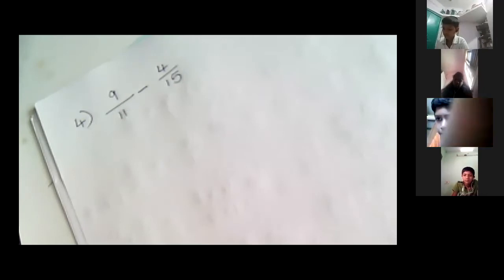Yes, the next question is 9 upon 11 minus 4 upon 15. Can you try this sum? The fourth one. Let's try to solve this. 9 upon 11 minus 4 upon 15. So try to solve this. Take the LCM.